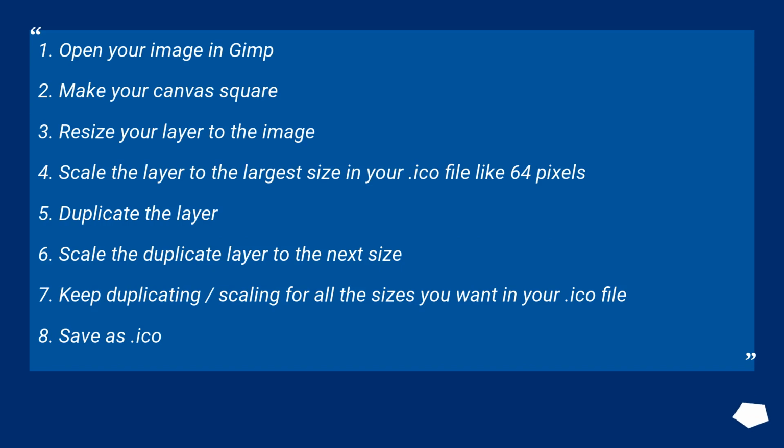Open your image in GIMP. Make your canvas square. Resize your layer to the image. Scale the layer to the largest size in your ICO file, like 64 pixels. Duplicate the layer. Scale the duplicate layer to the next size. Keep duplicating, scaling for all the sizes you want in your ICO file. Save as ICO.